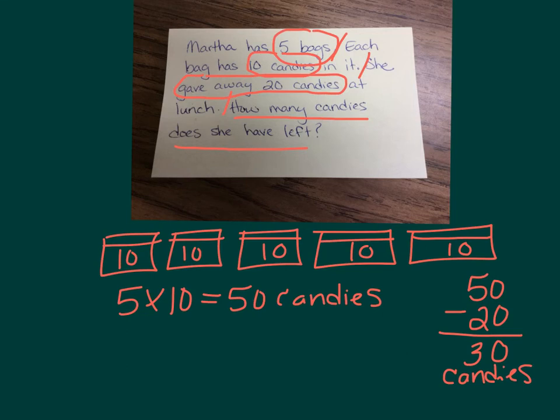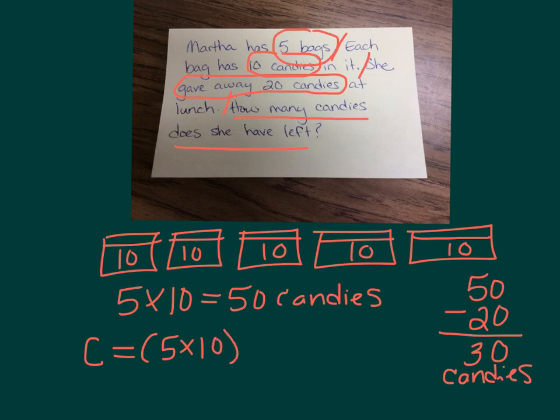I can also write this out as an equation. Let's see, we're talking about candies, so I'm going to use the letter C as my variable. And remember, a variable just holds the place for a number that's going to come. So you can see I've written C equals. Well, the first thing I did was multiply 5 times 10. So I'm going to put in parentheses 5 times 10.